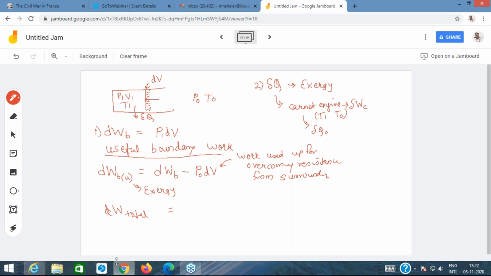Okay, so it follows that if you want to find the exergy or dW total during this infinitesimal, very small dV and a small del Q heat transfer, we need to get the sum of this. What sum we need to take? Del WC plus del W boundary work, which is useful work. Let us call this expression 1.